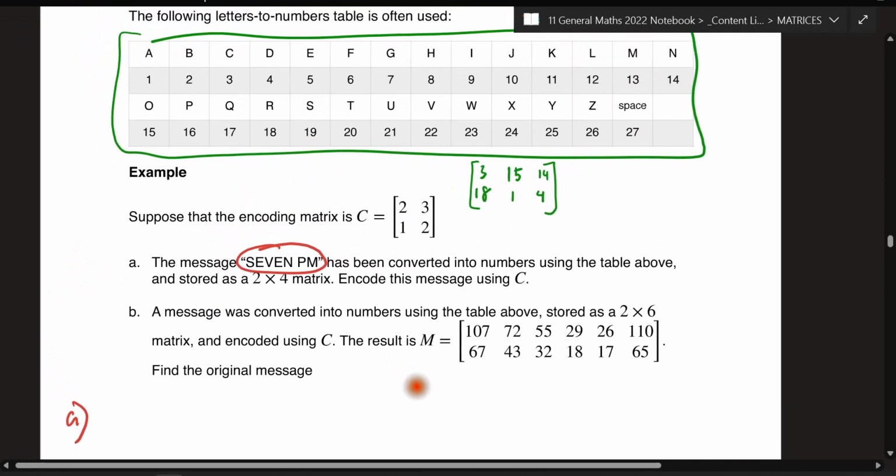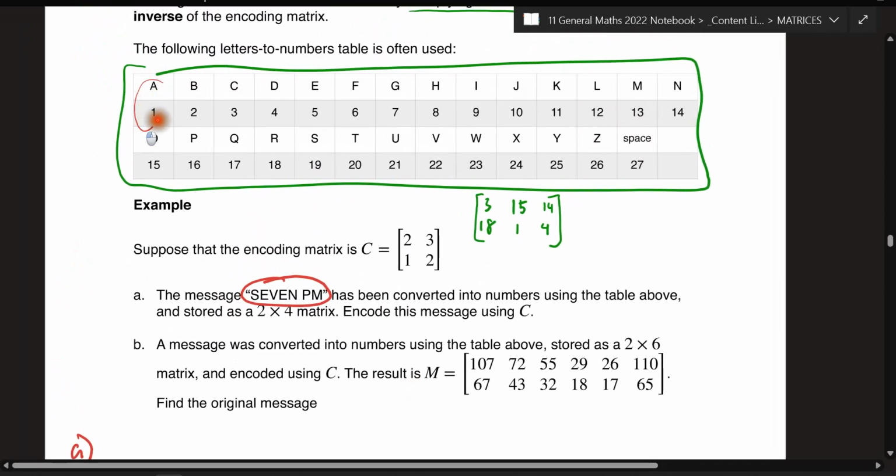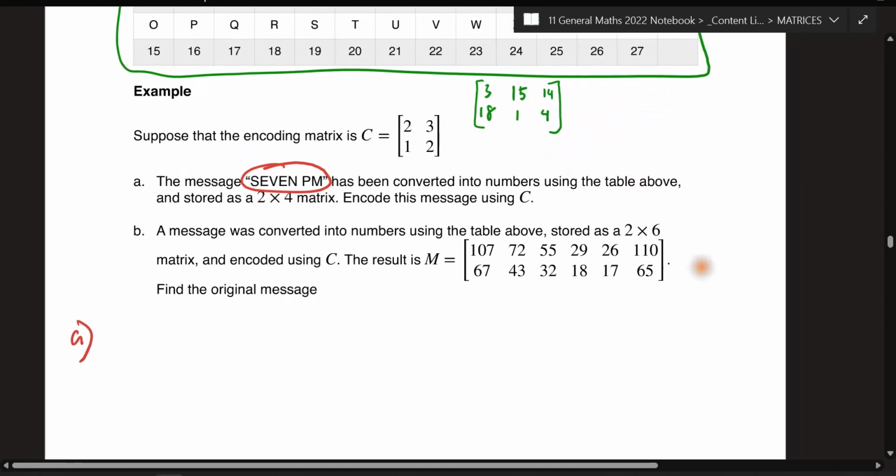Be mindful of all the letters. From A, that equals 1, and Z equals 26. 27 is the space, but sometimes you might see the number 0 as space. I've seen it before, but just be mindful of what they might use for space. Okay, so the message is 7 p.m.